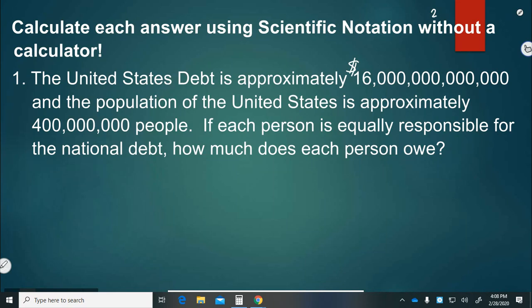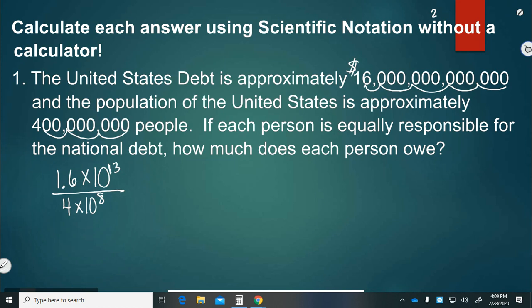So in the directions it says to do all of these in scientific notation. So we have to start by writing these numbers in scientific notation. So 16 trillion is 1.6 times 10 to the 3, 6, 9, 12, and one more makes it 13. And since we're talking about each person being equally responsible, we're dividing this number by the population. And 400 million is 4 times 10 to the 3, 6, 8.